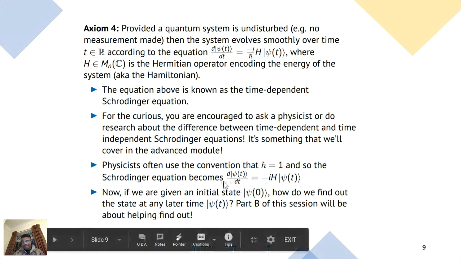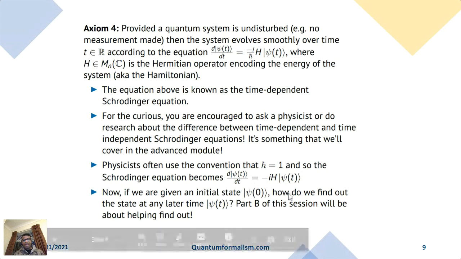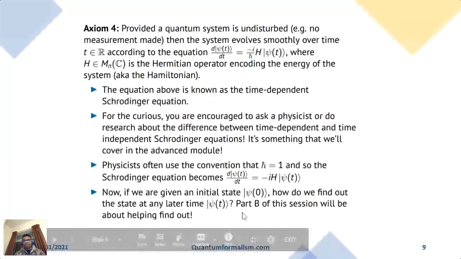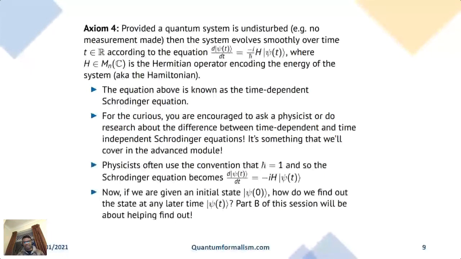Obviously, this does not mean that the probabilistic nature of quantum mechanics is gone, though it might sound contradictory. This tells you how to find the state. It doesn't tell you what you get when you do a measurement. It just tells you that if you have an initial state, what the state is at a later time t. So the probabilistic nature of the theory is still preserved.